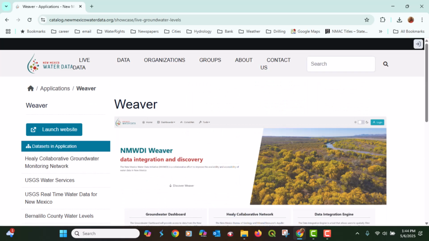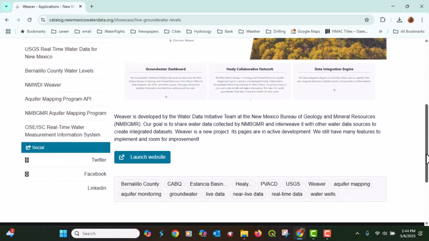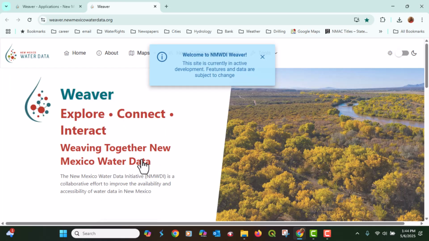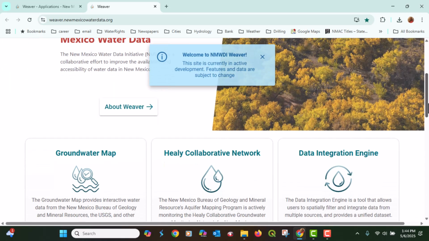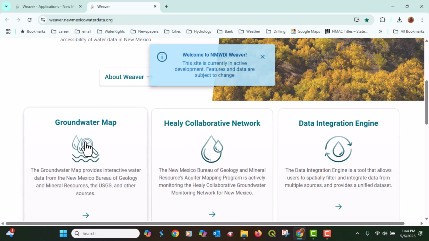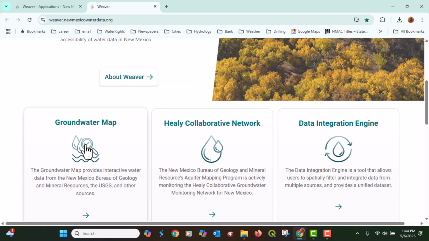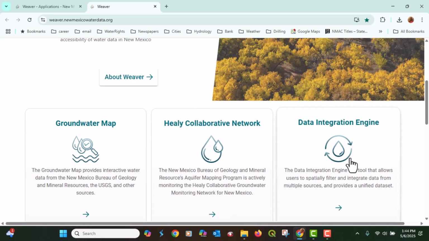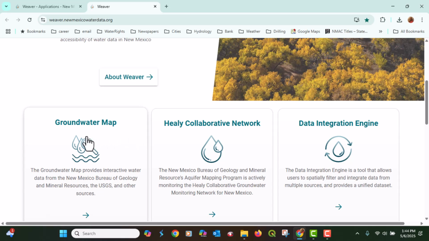So Weaver has taken a lot of the different data and they put it into a map form. So you can look at, for instance, groundwater maps. There's a groundwater map that took all of the groundwater data and put it into one groundwater map. So that's what I'm going to go into today. This shows the Healy Collaborative Network, which is the real-time measurement of wells that were funded by the Healy Corporation, and the data integration engine, which is under construction and is not completed yet.